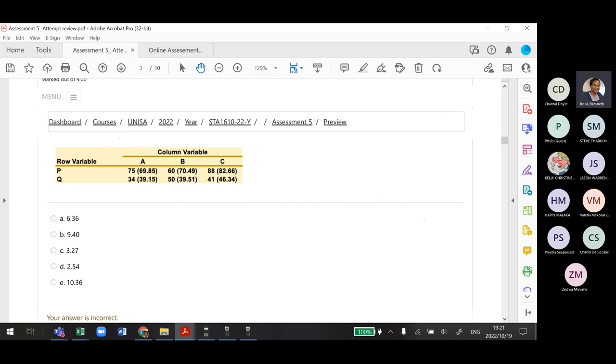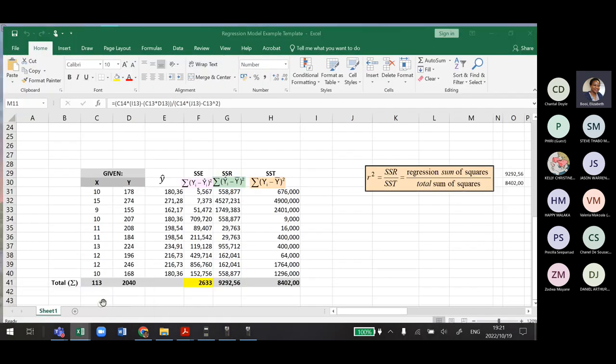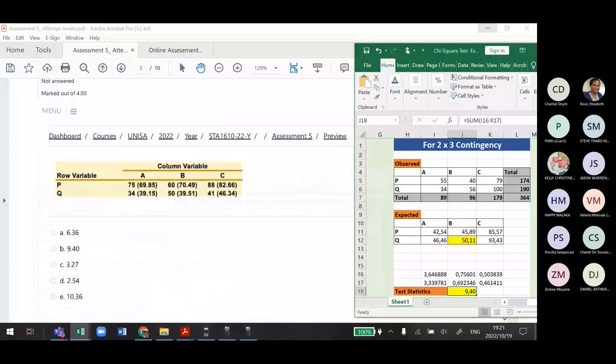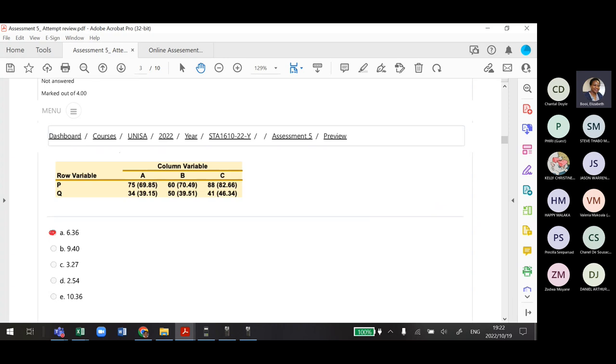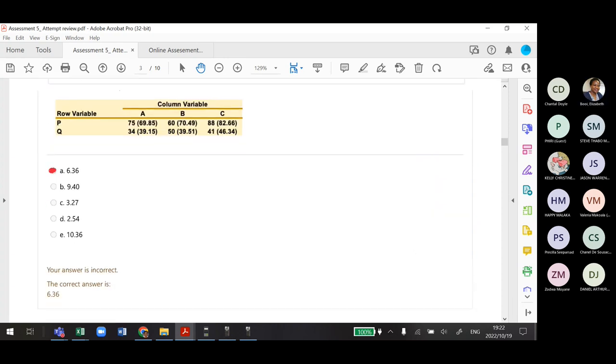So on this question that we have, we can do the same. To answer this, we can do the same. Instead of using the 55, we can use 75. Let's just remove all of them. 78, 75, 84, 60, 50, 88, and 41. And the answer is 6.3 on the data that we have. And that's how you will do the calculations.